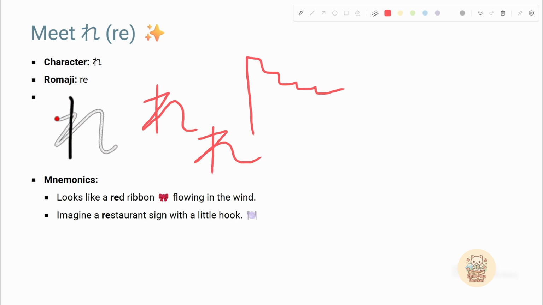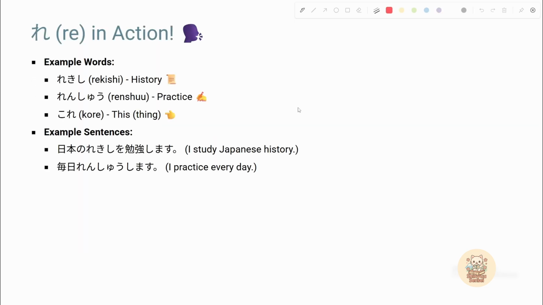Also, the second mnemonic is, imagine a restaurant sign with a little hook. Let's learn some words together. Rekishi, history; renshu, practice; kore, this. Example sentences are, so Nihon, Japanese or Japan related; rekishi, history; benkyou shimasu or benkyou suru is study. So Nihon no rekishi o benkyou shimasu, I study Japanese history.